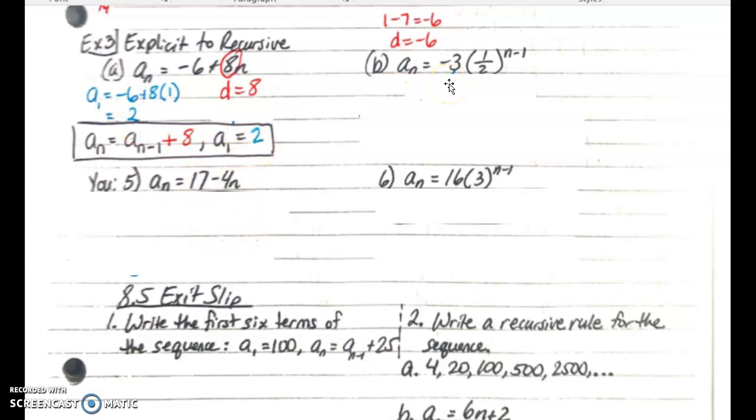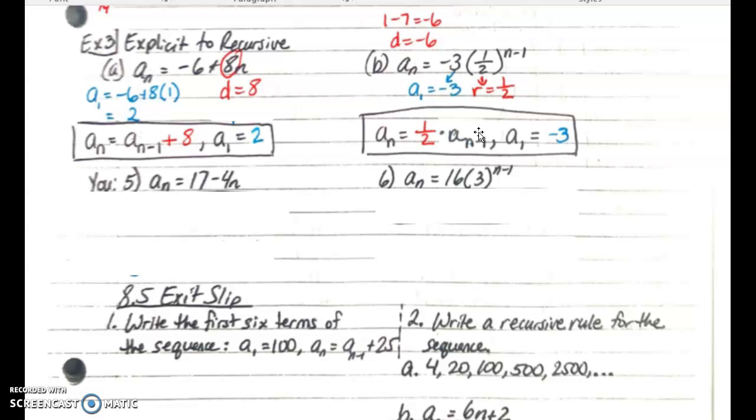If it's geometric, it actually makes it a lot easier, because geometric, if you remember, actually contains our first term and our common ratio. So we have all the information that we need in our geometric explicit form. So all I have to do is identify. A sub 1 is -3. My common ratio is 1/2. And then I just plug it into my recursive formula. So a sub n is equal to my common ratio 1/2 times a sub n minus 1, comma, a sub 1 is equal to -3 for our first term.